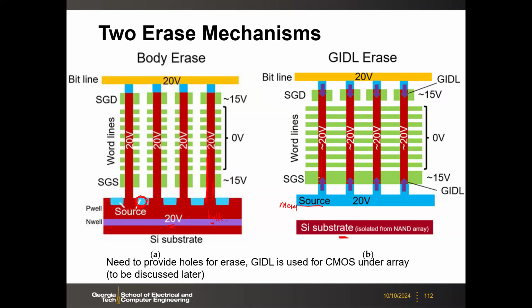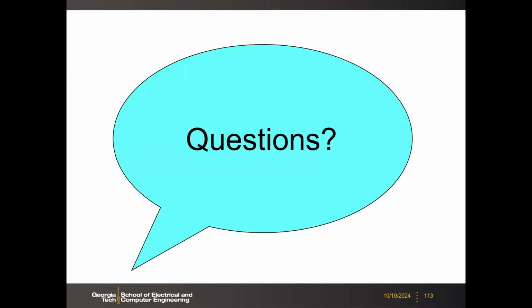Then here, this string, the channel does not have the body anymore. So in this case, the holes are generated from the GIDL mechanism. If you recall the band-to-band tunneling, if you bias this, then if the band is very bent, you get the GIDL current. You generate the electron hole pair there. So this is how you get the holes in this case. Okay. The GIDL erase becomes important. Okay, any question?